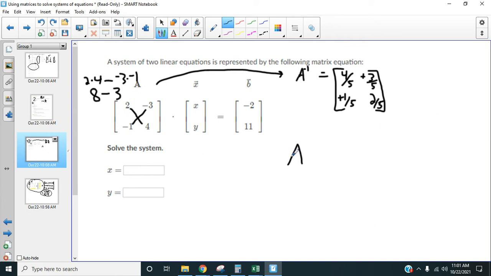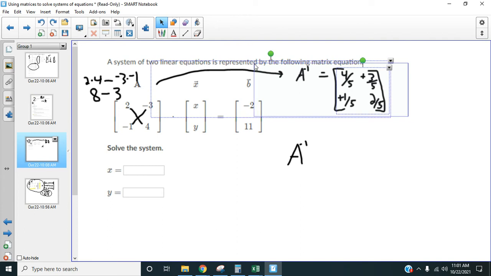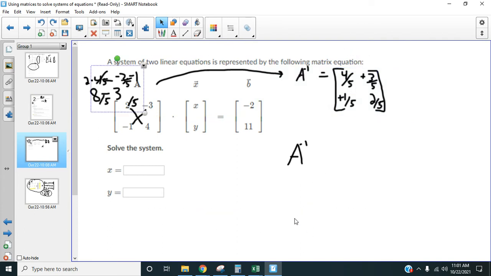So now, A inverse down here is that matrix. I'm going to copy it. Oh, geez. Come on. Nope. Nope. Ugh. What the heck? All right. Let's just undo that.